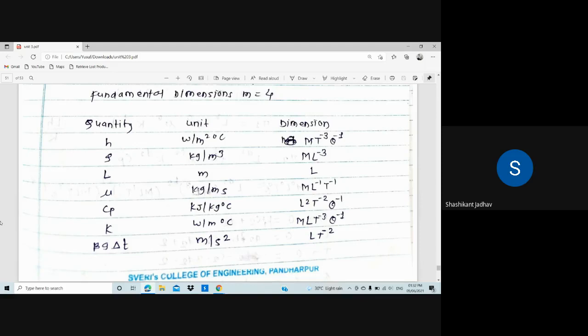Okay, write down the dimension of each quantity. H having dimension is M T raised to minus 3 theta raised to minus 1, density M L raised to minus 3, length having dimension is L, dynamic viscosity M L raised to minus 1 T raised to minus 1, Cp L square T raised to minus 2 theta raised to minus 1, K M L T raised to minus 3 theta raised to minus 1, beta G delta T L T raised to minus 2.